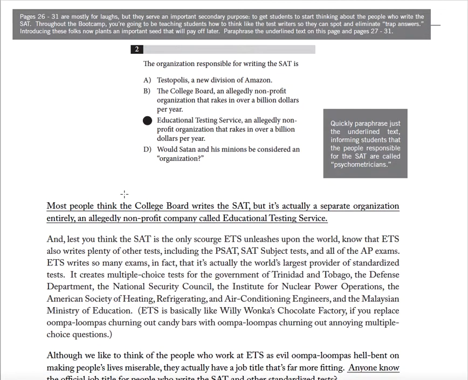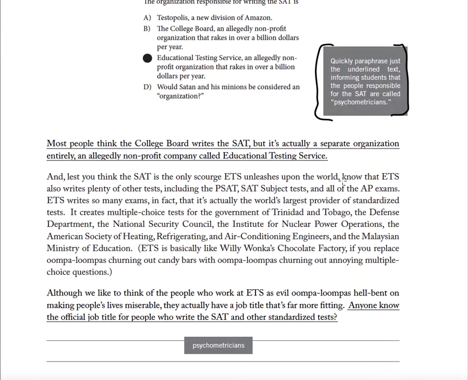So now here, we're going to discuss the organization that's responsible for actually writing the SAT. So as it says here on this page, all you're going to do is you're going to quickly paraphrase the underlined text. So a lot of this book, like this stuff here, this whole paragraph here, is meant for students if they want to read it on their own at home, right? This is not meant for you to read out loud. So when we say paraphrase, just the underlined text is the most important for students to know.